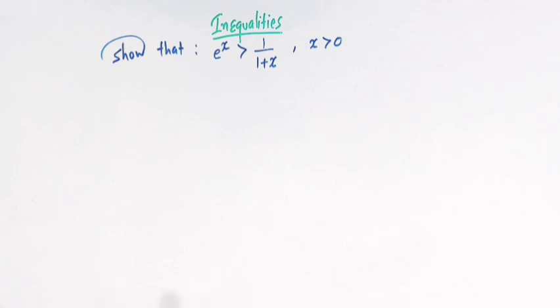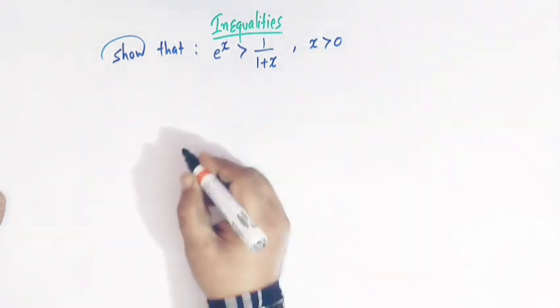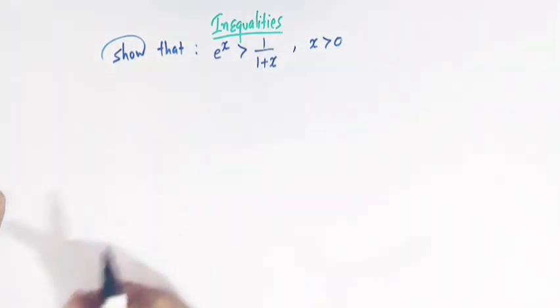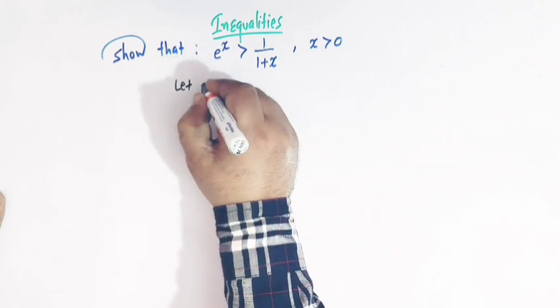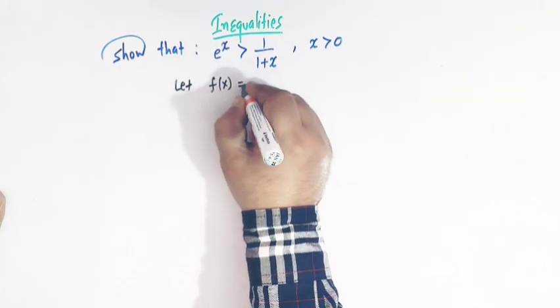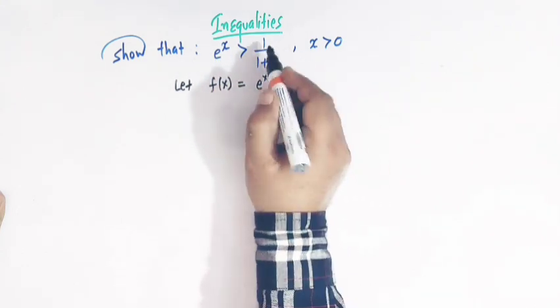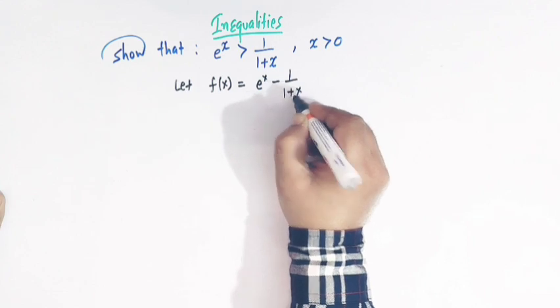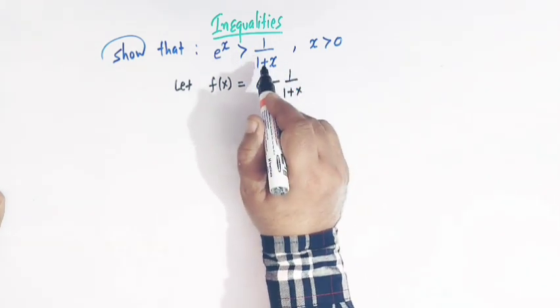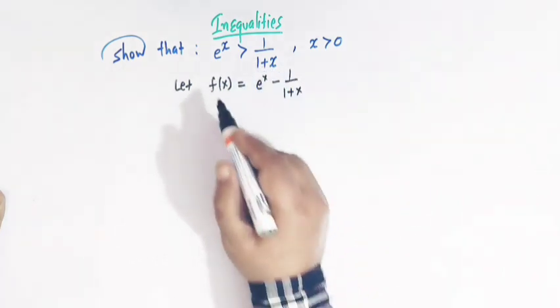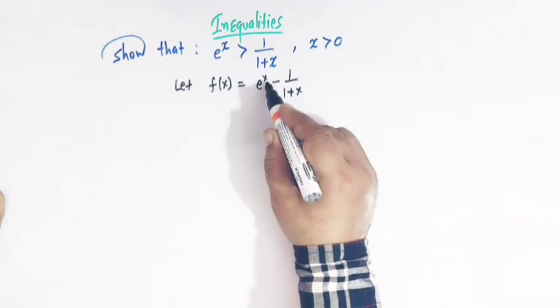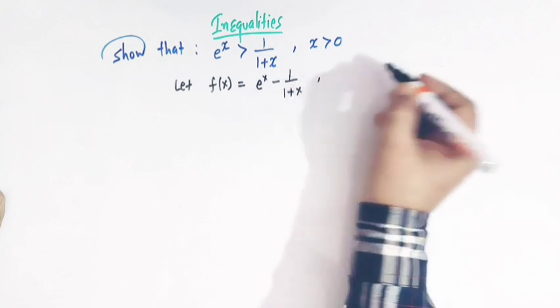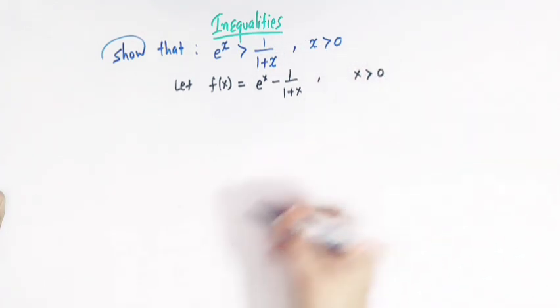To prove this inequality, the first step is to frame a suitable function. Whenever we come across these kinds of inequalities, we should first frame a suitable function. Here let us frame a function, say f of x is equal to e raised to x, and if we take 1 over 1 plus x to the left hand side, we get minus 1 over 1 plus x. So with the help of the inequality itself, we can create our function. Here we'll assume f of x is equal to e raised to x minus 1 over 1 plus x, for x greater than 0.